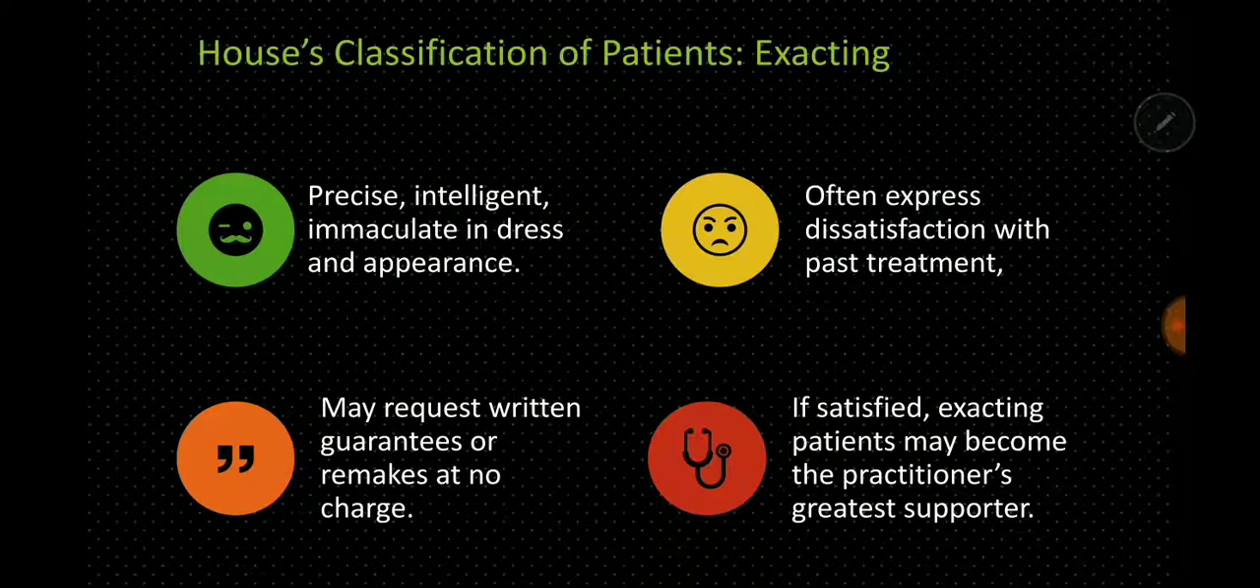Now, an exacting patient. Who is an exacting patient? An exacting patient is precise, intelligent. Sounds like most of us. Precise, intelligent, immaculate in dress and appearance. This is an exacting patient. Often expresses dissatisfaction with past treatment. So they'll tell you why they didn't like the previous dentist. They may request a written guarantee or remakes at no charge.